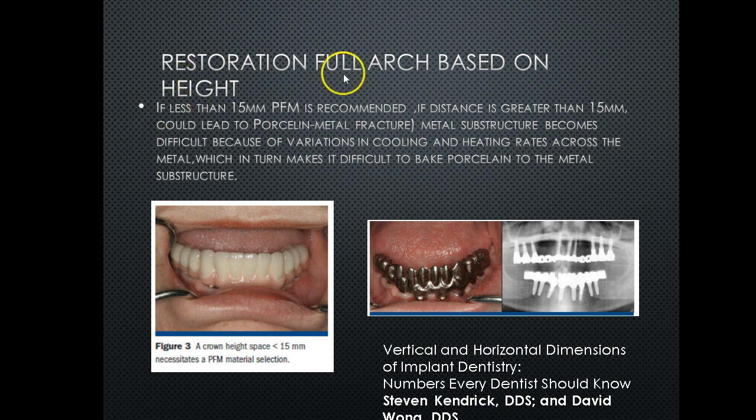So next we're going to talk about restoration of full arch based on the crown height space. We already talked about the single units. Now we're going to discuss more on how to evaluate space and the type of restoration based on the crown height space. If there's less than 15 millimeters, porcelain fused to metal is recommended. If you are trying to do a PFM and the distance is greater than that, it could lead to porcelain fracture.